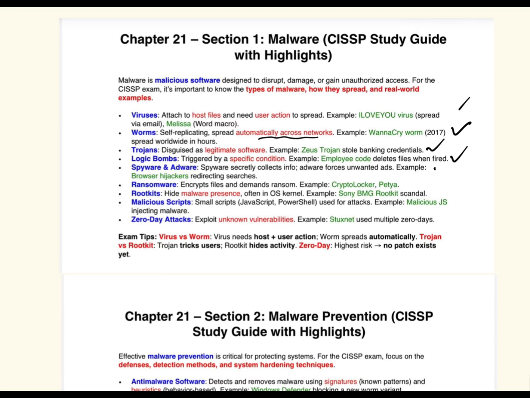Next would be spyware and adware. Spyware collects information secretly, such as keystrokes and browsing. Adware displays unwanted ads or redirects browser traffic. For example, a browser hijacker redirecting users to a malicious site. Often bundled with free software, it violates privacy.